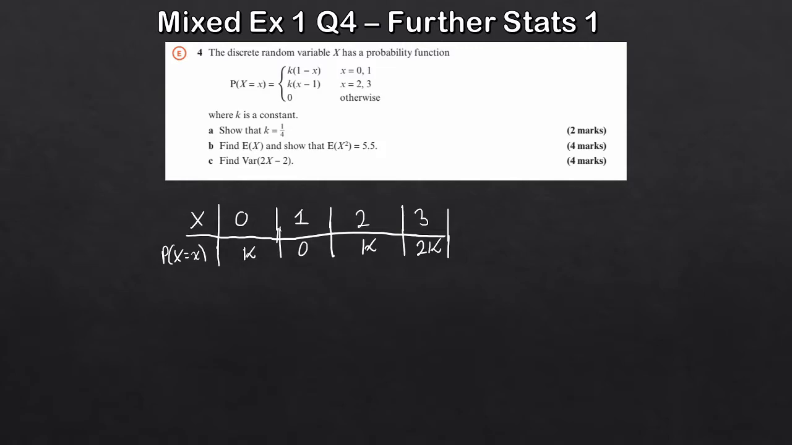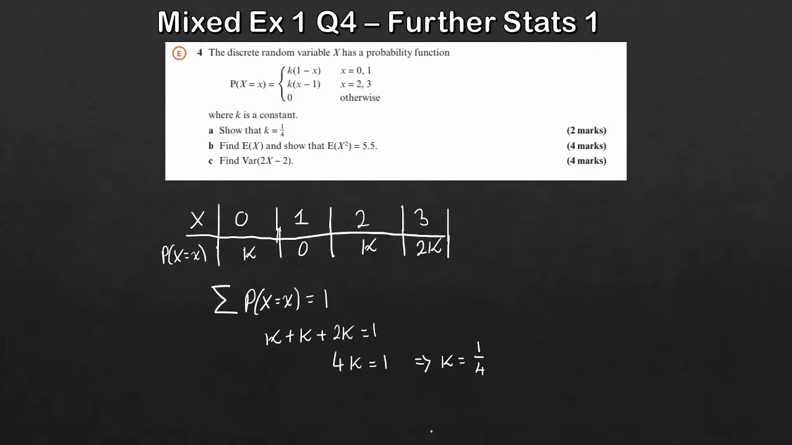Now, remember, the sum of these probabilities is equal to 1. Okay, so all I've got to do now is add up these and then set them equal to 1. So k plus k plus 2k is equal to 1. Just adding these up, setting it equal to 1, and then solving for k. So that's 4k equals 1. So therefore k, nice and easy, just has to be a quarter there. So that's our very first part of the question done, just working out the value of k.